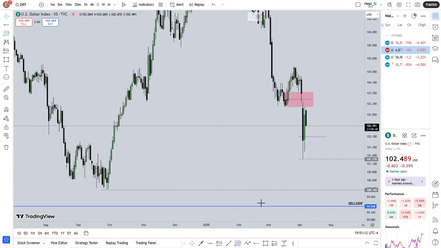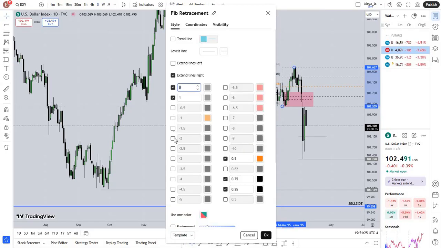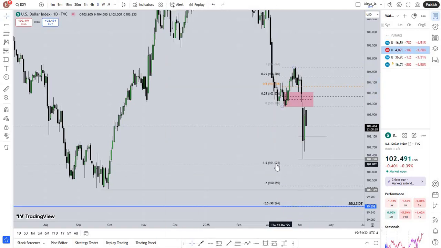Now, for the sake of clarity, you can also use the Fibonacci for the targeting. So measuring from this swing high to the swing low right here, high to low, to call for targets, I'm looking at a standard deviation 2.5. I'm looking at 1.5, 2, and 2.5. So that also makes you understand the reasons why I chose these levels for targeting.